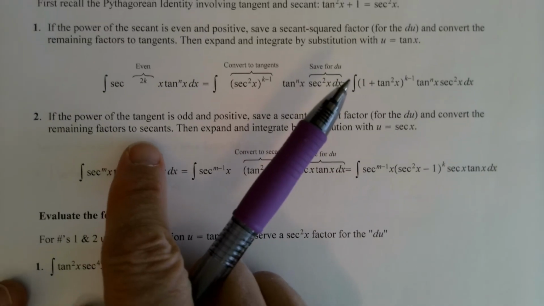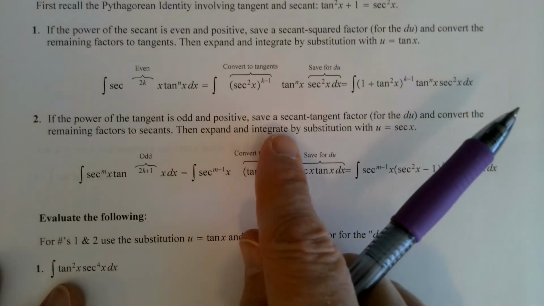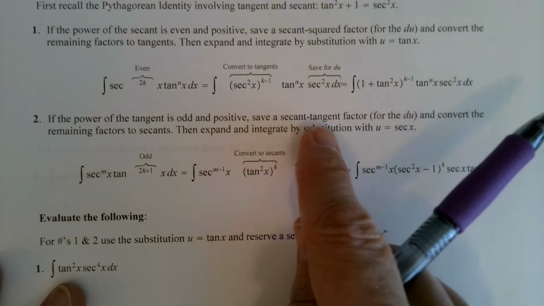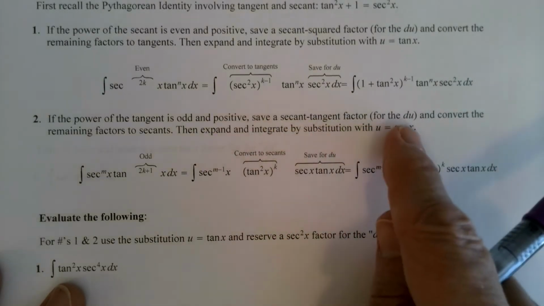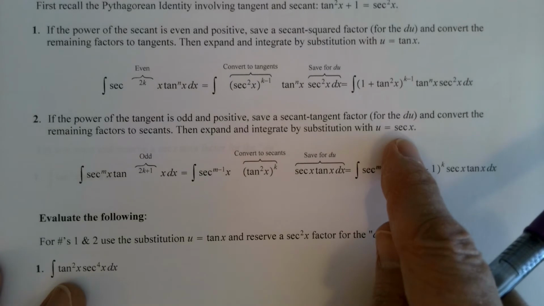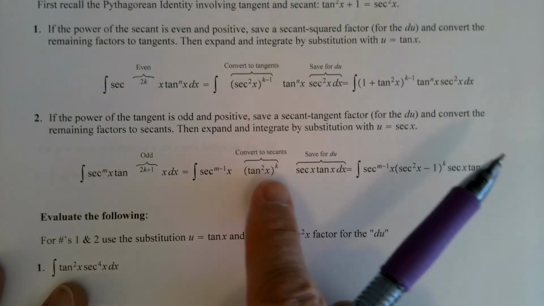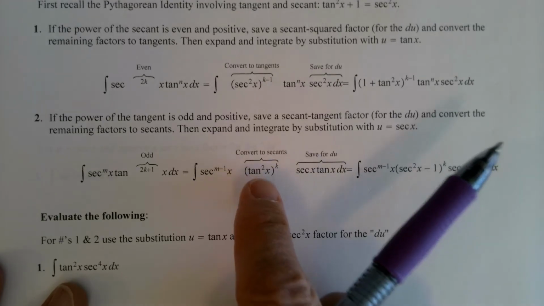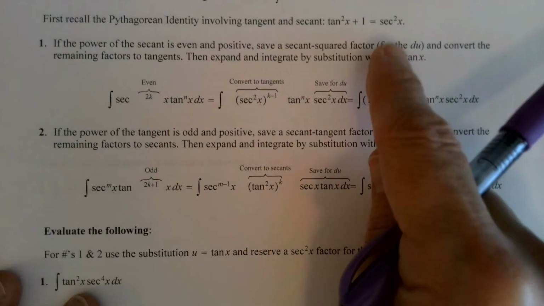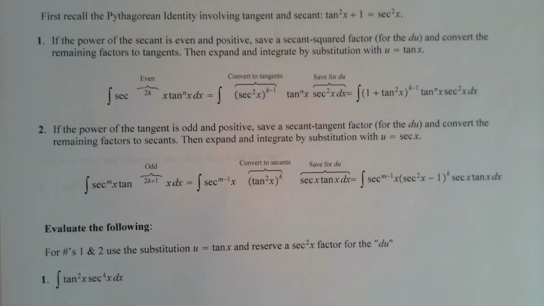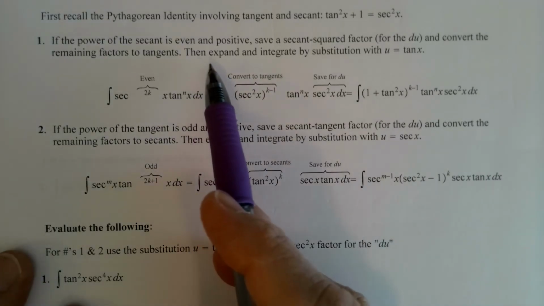If the power of tangent is odd and positive, we'll save a secant tangent factor, so the product secant x times tangent x for the du, and then we'll let u be secant x. If tangent is odd, I'll pull off a secant and tangent, meaning what's left over is even. I can convert that to secants again by the Pythagorean identity, and then we can integrate with respect to u equals secant x. So if secant is even and positive, good news.